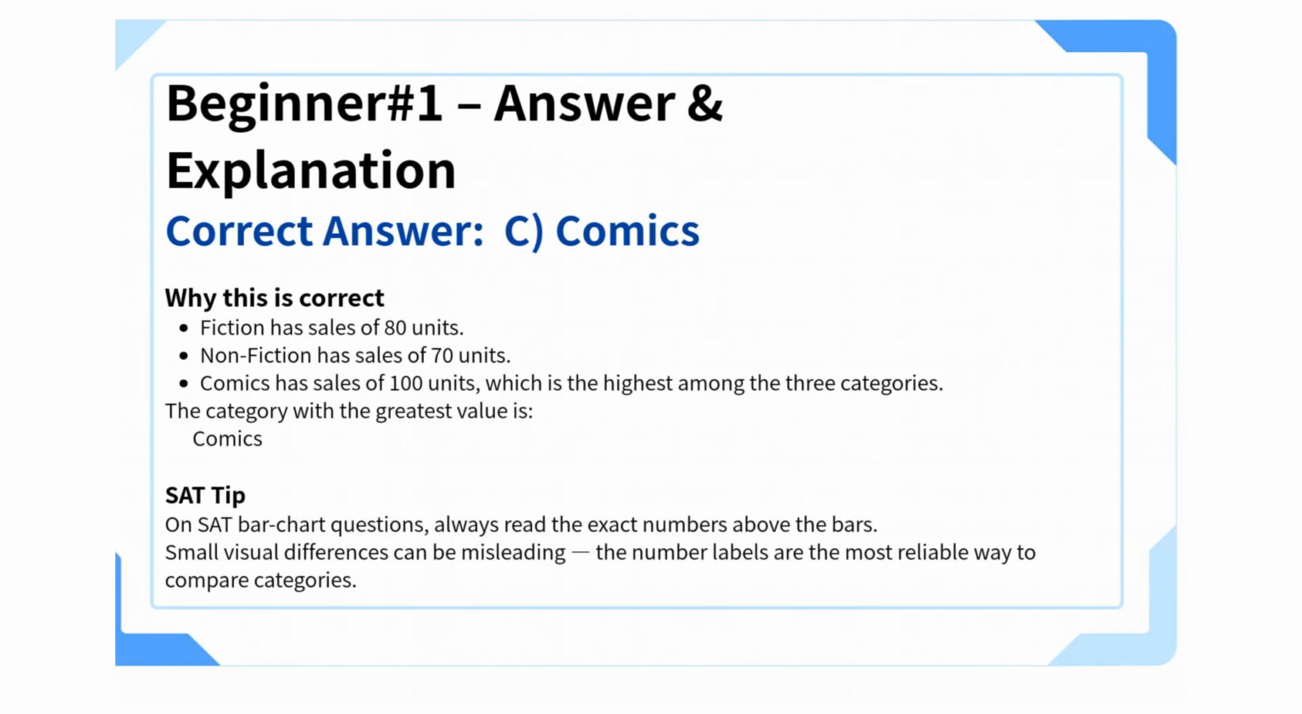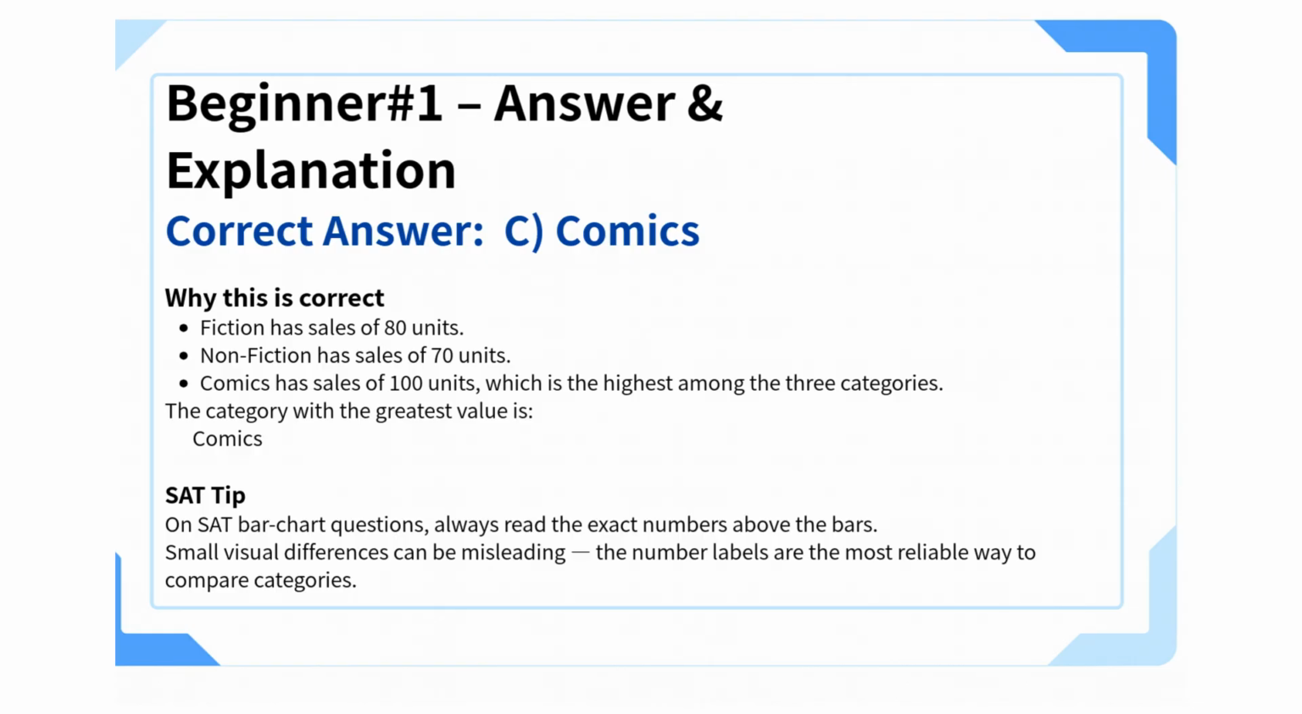Let's go through the answer together. The bar chart compares the monthly sales of 3 book categories: fiction, non-fiction, and comics. To identify which category has the highest sales, the key is to read the exact numbers above each bar. Fiction shows a value of 80 units. Non-fiction is slightly lower, at 70 units. Comics, however, is clearly the highest at 100 units.